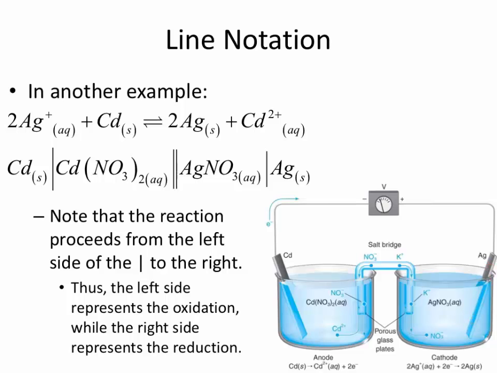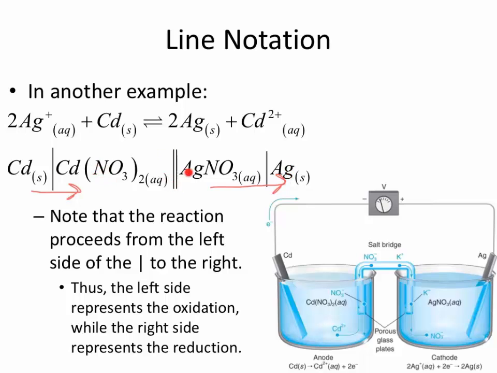So again, note that our two electrodes are all the way on the left, that's our cadmium electrode, and all the way on the right, our silver electrode. Now note that the reaction proceeds from the left side of our vertical line here to the right. That is, we have our cadmium solid turning into our cadmium ions, and we have our silver ions turning into solid silver. Just like up here in our reaction, where we have our reaction proceeding from left to right, we write out our shorthand notation with the reactions proceeding from left to right.